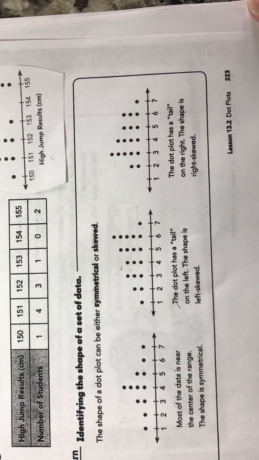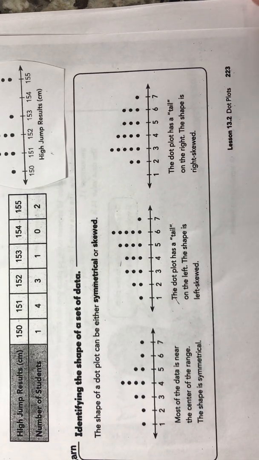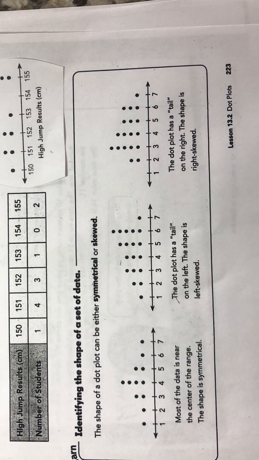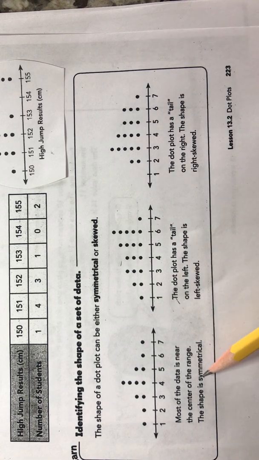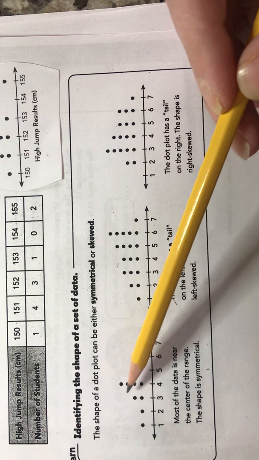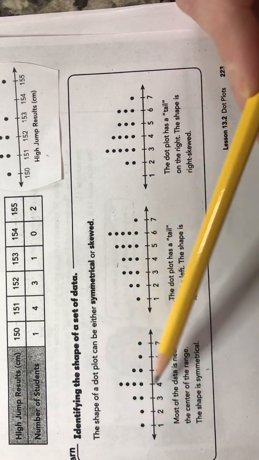Identifying the shape of a set of data. The shape of a dot plot can be either symmetrical or skewed. Most of the data is near the center of the range. The shape is symmetrical. Do you guys notice how this is kind of mirrored on this side to this side?